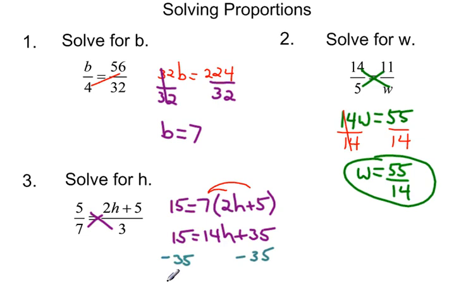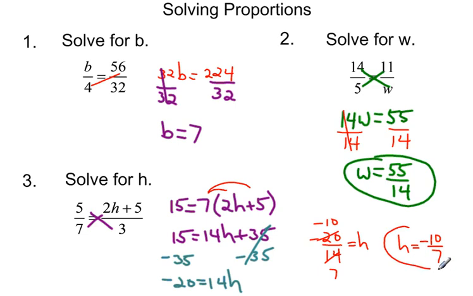So now we've got negative 20 equals 14h. 35 and negative 35 cancel. And then here we're going to divide both sides by 14, which gives us negative 20 over 14 equals h. Now we do have to make sure we simplify this fraction and look for a common factor. It looks like a common factor of 2 will help us simplify. So 2 goes into 14, 7, and 2 goes into negative 20, negative 10 times. So the answer is going to be h equals negative 10 over 7.